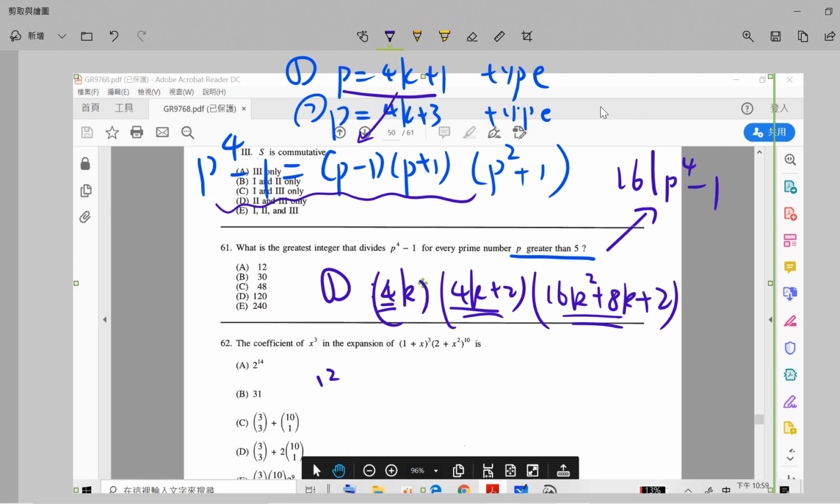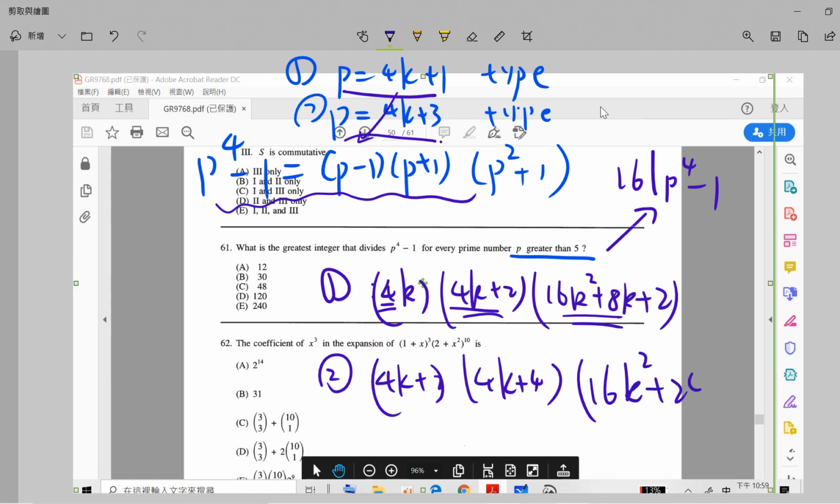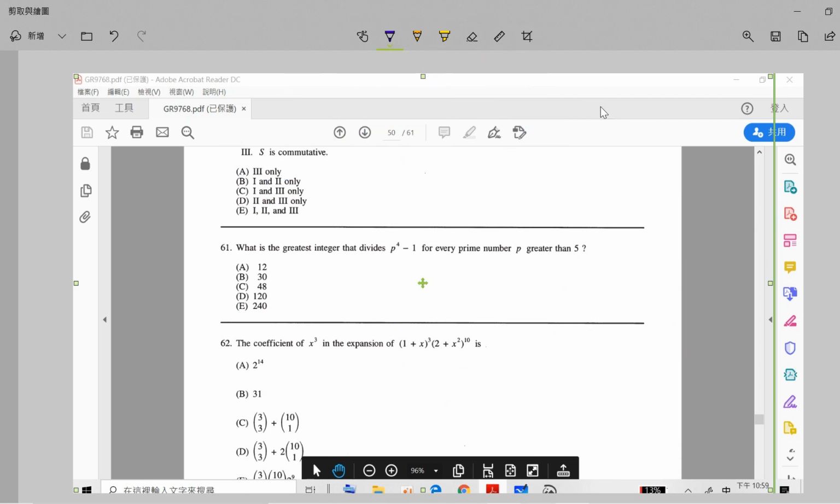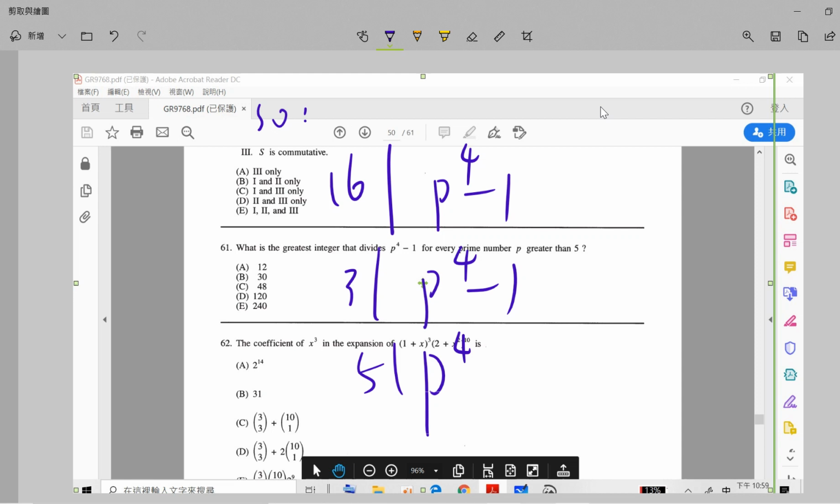How about p equals 4k plus 3? Okay, 4k plus 2, 4k plus 4, and 16k squared plus 24k plus 10. So you see there are factors of 2, 4, and 2, so also 16 divides p to the 4 minus 1. So 16 divides p to the 4 minus 1, 3 divides p to the 4 minus 1, and 5 divides p to the 4 minus 1.